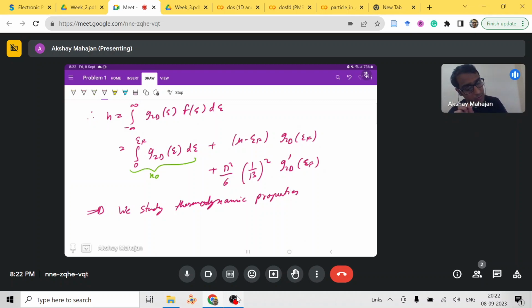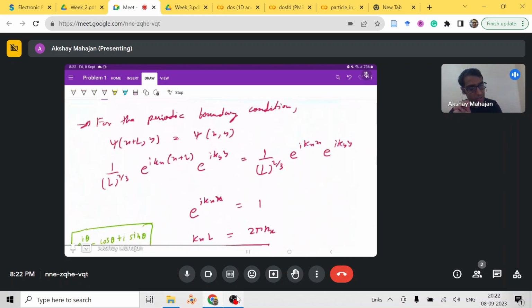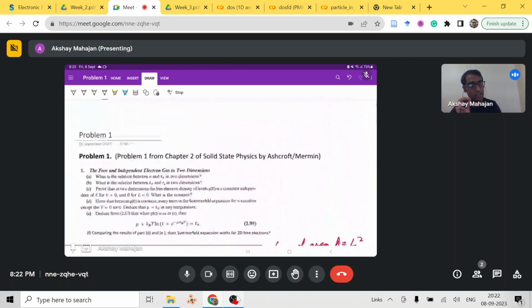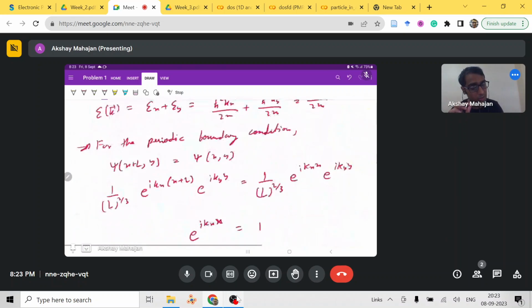So instead of doing it at constant volume, let us continue. This is our n naught, and what this question is asking is that we will not do it in that fashion, like we are saying constant volume. It is saying that since g is constant, as we have proved, every term in the Sommerfeld expansion for n vanishes except for the j equals 0 term. So every term will vanish except for the j equals 0 term only.